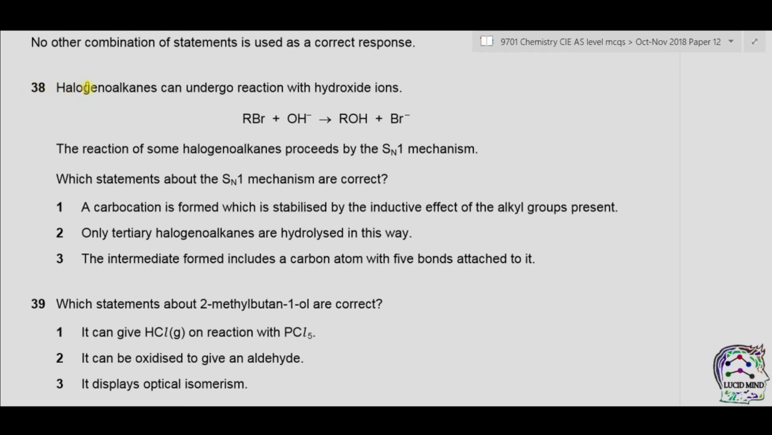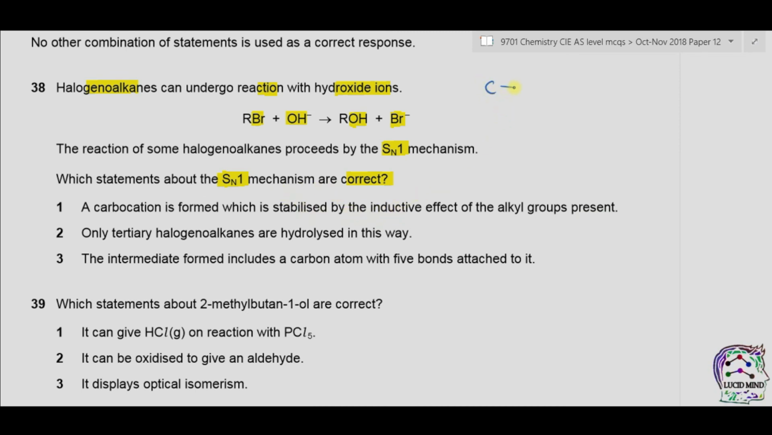Question 38. Halogenoalkanes can undergo reaction with hydroxide ions. Halogen is replaced by OH to form alcohol and halide ion. The reactions of some halogenoalkanes proceeds by SN1 mechanism. Which statements about SN1 mechanism are correct? Number 1. A carbocation is formed which is stabilized by the inductive effect of the alkyl groups present. Now this is true for tertiary halogenoalkanes.